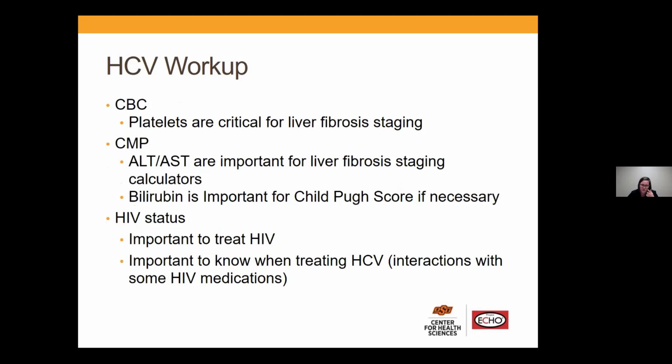CBC will tell us some things, right? We need the platelets to help us with liver fibrosis staging. The CMP, the same thing, the ALT and AST help with that liver fibrosis staging. Bilirubin, albumin, those kinds of things to look at liver function in general. HIV status, because if they have a co-infection, then we'd want to start treating the HIV first. And if we know both up front, we can pick the right medications that will be easiest for the patient with the fewest interactions from the beginning.